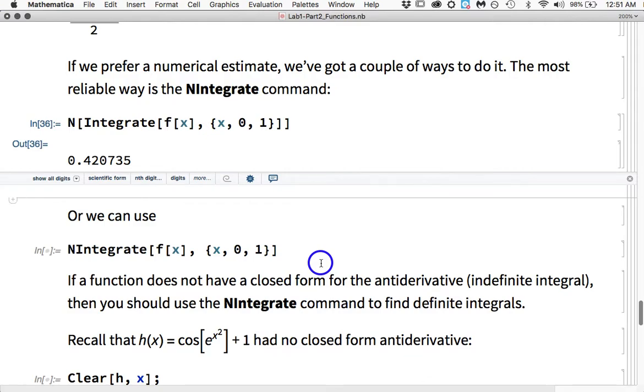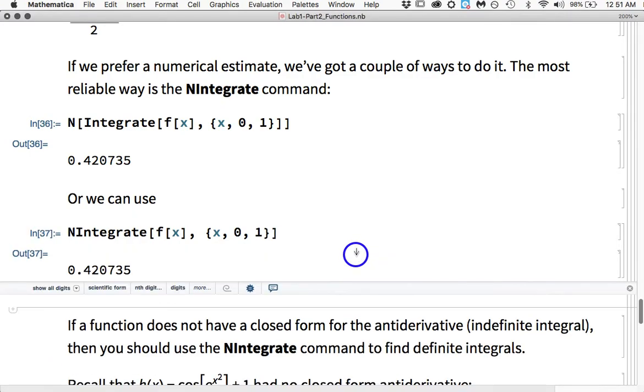Or there's a special built-in command called the InIntegrate command, which has the same syntax as integrate. What do you want me to integrate? What's the variable of integration? And where do you want me to start and where do you want me to stop? If we activate this cell, we get the same answer as we get there.